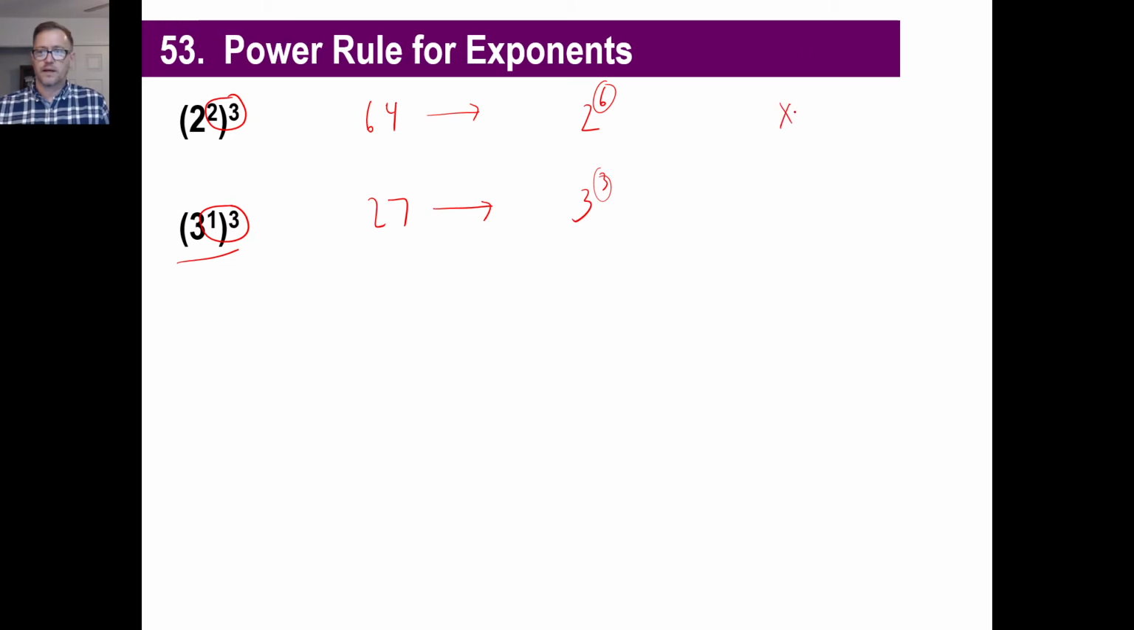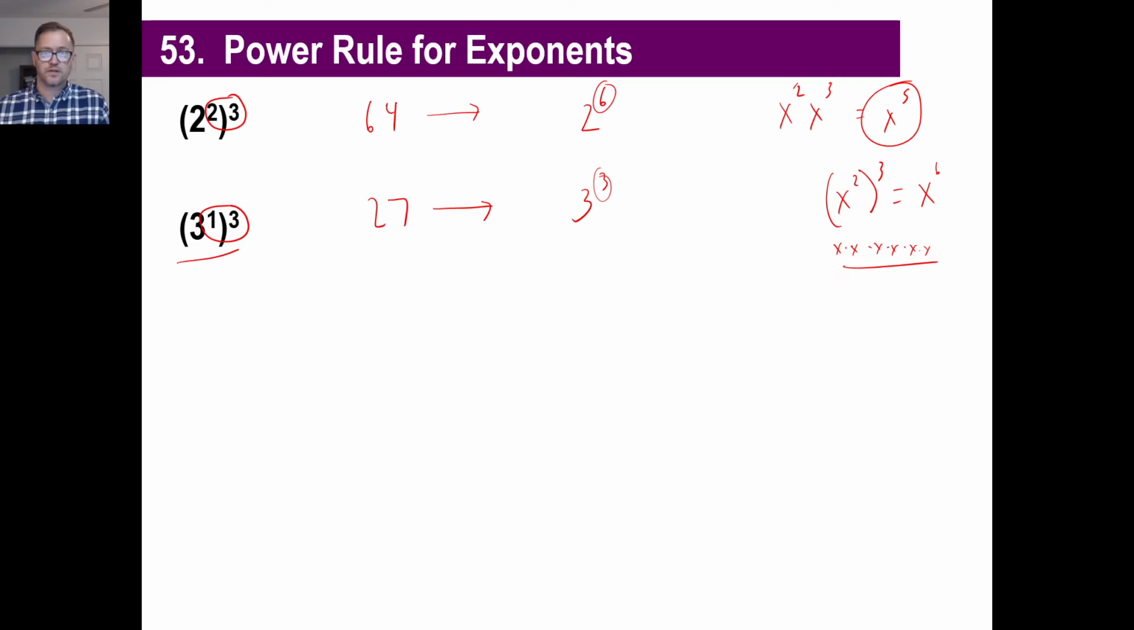If we go x to the 2 times x to the 3, we still add those, that's x to the 5th. But if we go x to the 2nd and bring that to the 3rd power, that is x to the 6th. Because what's actually happening is you're going x to the 2nd times x to the 2nd times x to the 2nd. And you can count them, there's 6 of them.